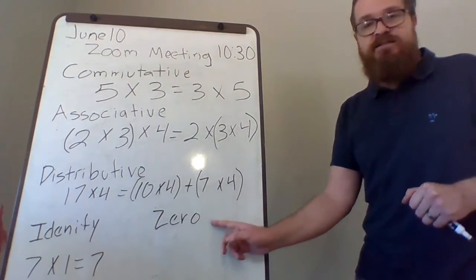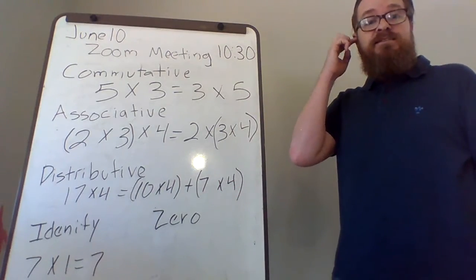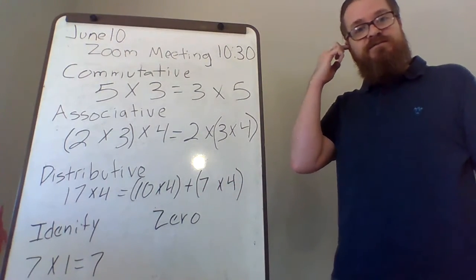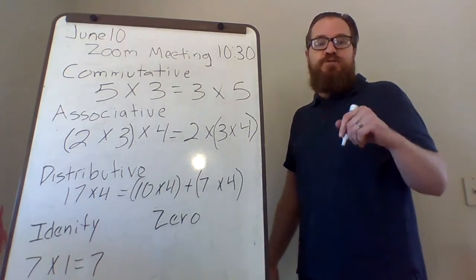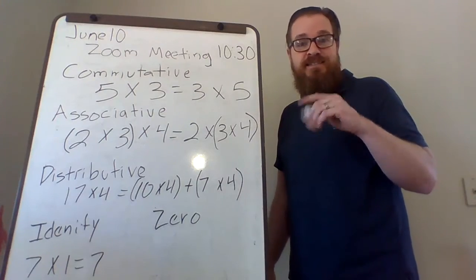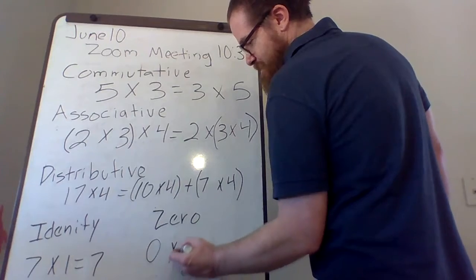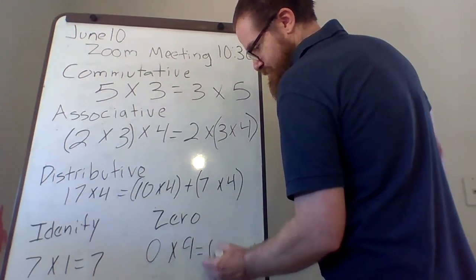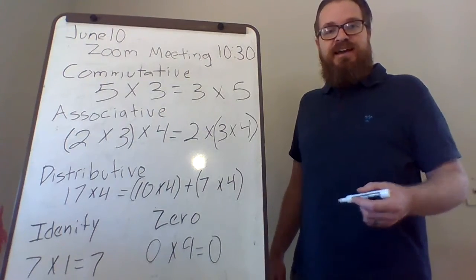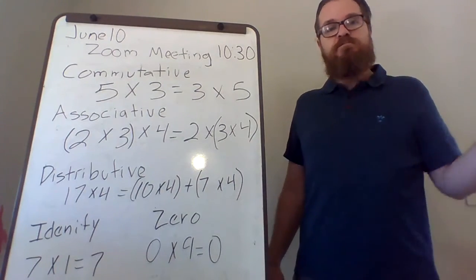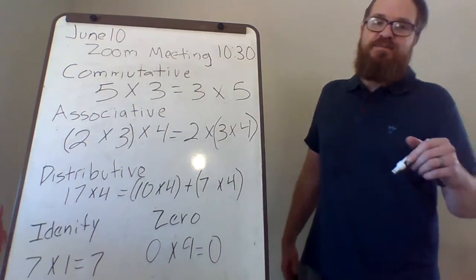The last one we got to talk about real quick is 0. And this is the easiest property there is because you always have the same answer. Right? When you multiply any number times 0, you get that 0 as your answer. So 0 times 9 equals 0. Or any number times 0 has an answer of 0. Multiply 0 times 1, you get 0. Okay? So any number times 0 is 0.